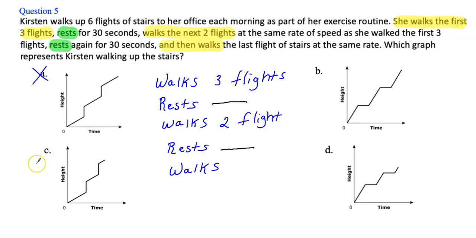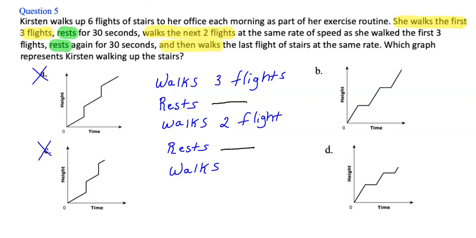What about C? There's no flat pieces. Get rid of C. What about D? Well, it looks like I have to keep D because there's a flat piece here indicating that she's resting. And there's another flat piece here indicating that she's resting. So keep D. Now at this point, you can go ahead and guess. You have a 50-50 chance. But let's narrow it down to the final question.